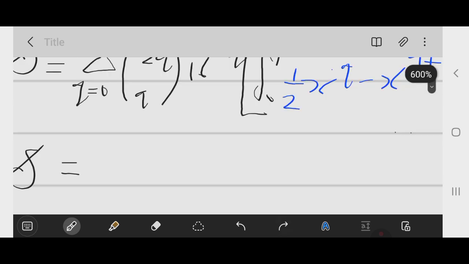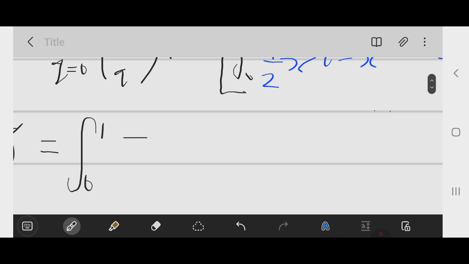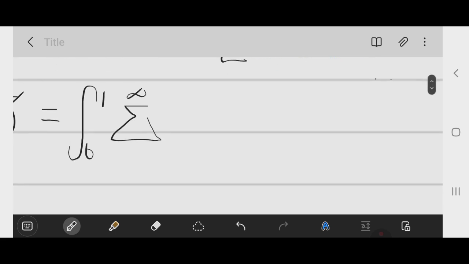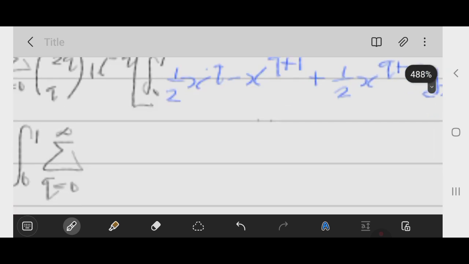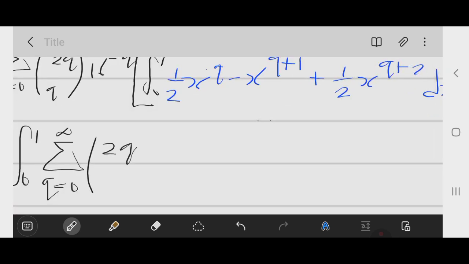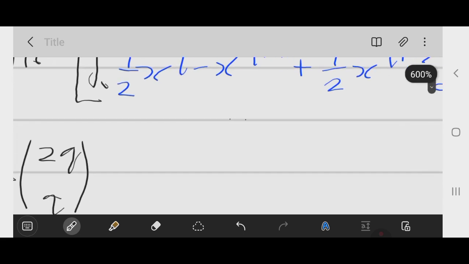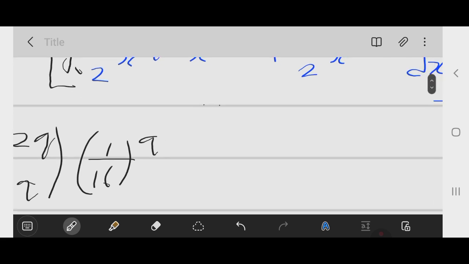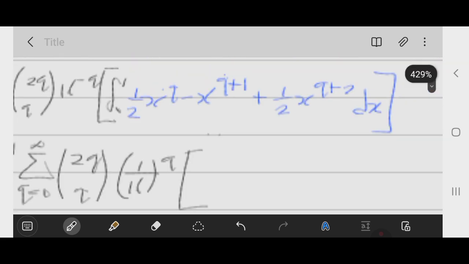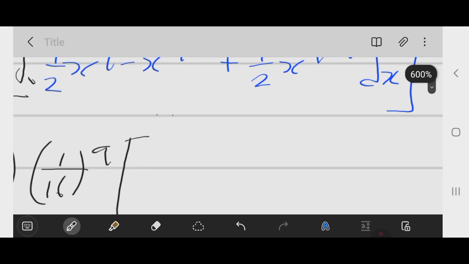Okay, so the next one we have S is equal to the integral from 0 to 1 of the sum to infinity of Q starting from 0. Introducing our binomial. Now we have 16 to the power of minus Q, or rather I can still write 1 over 16 to the power of Q. Alright, then introducing the remaining parts, I have half of.